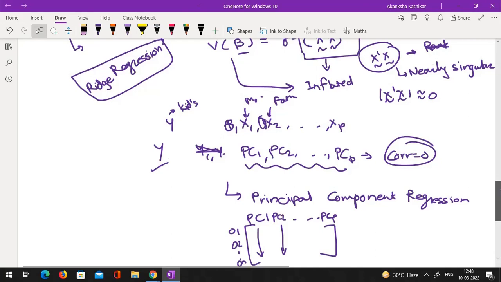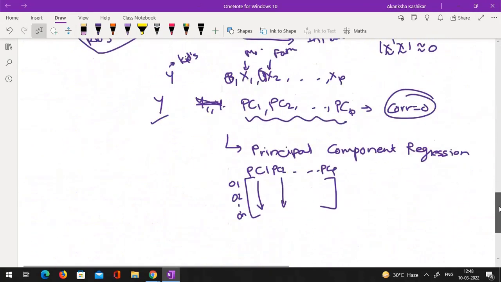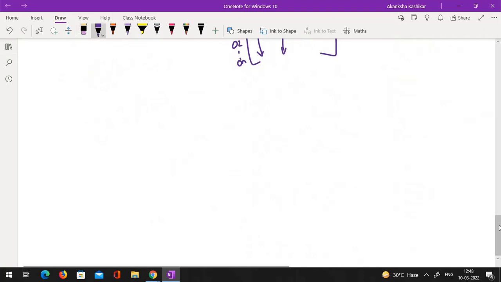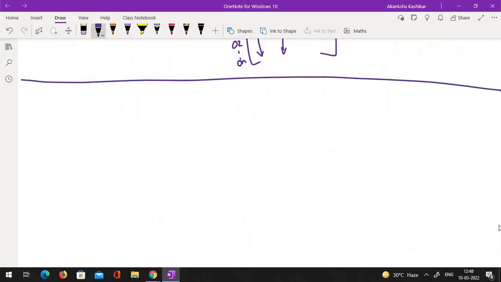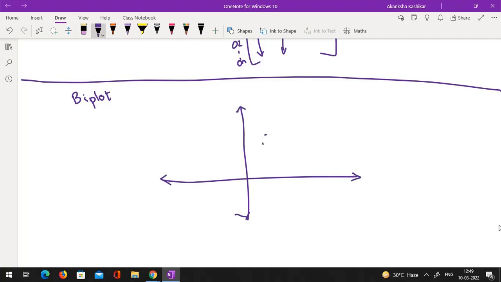So these are three major applications. As I said, classification and dimension reduction are most important. For those applications, we also use something known as a biplot. So what is a biplot? A biplot is, as the name suggests, a plot of two things. First, of course, observations, whatever observations you have. Sometimes you may have clusters, sometimes you may not.